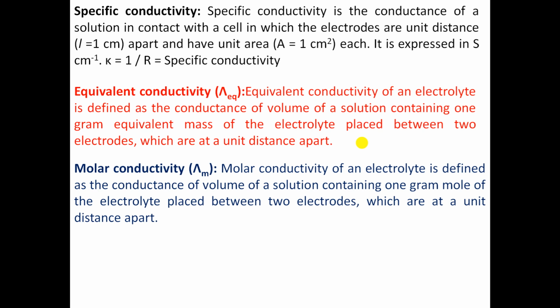If the conductivity cell is different in the normal solution, whatever conductivity is measured at that time is the equivalent conductivity. That means the equivalent conductivity of an electrolyte is defined as the conductance of the volume of solution containing 1 gram equivalent mass of the electrolyte placed between two electrodes which are a unit distance apart. That we are going to call equivalent conductivity. That means whatever conductivity is shown by the one normal solution, we call it equivalent conductivity.